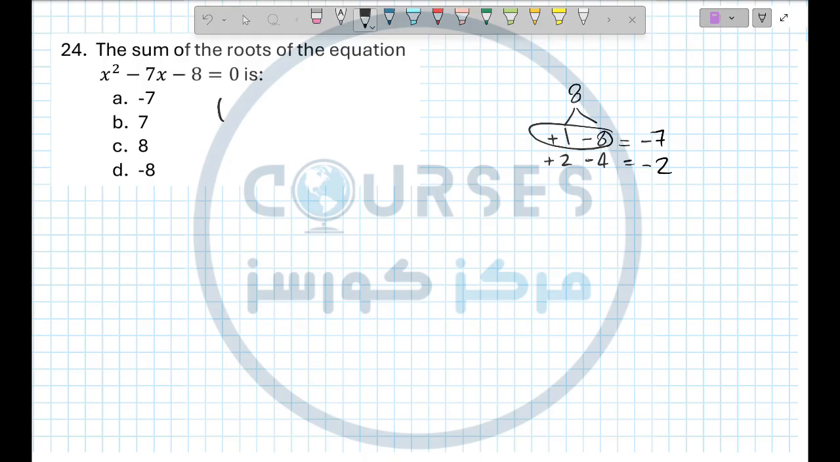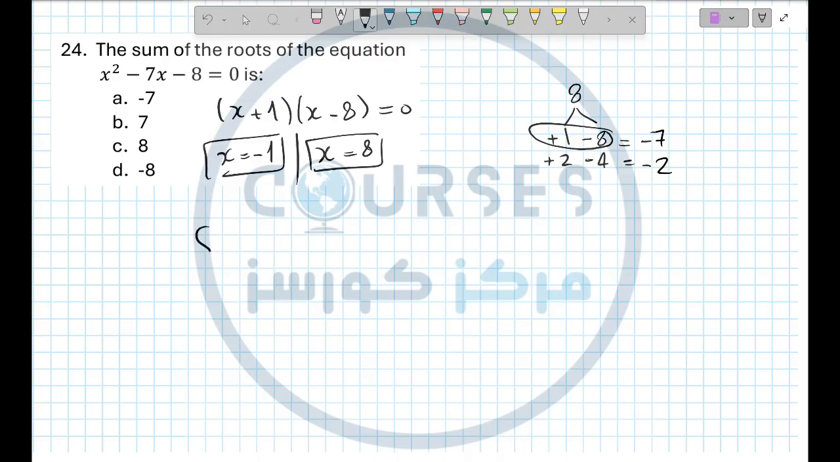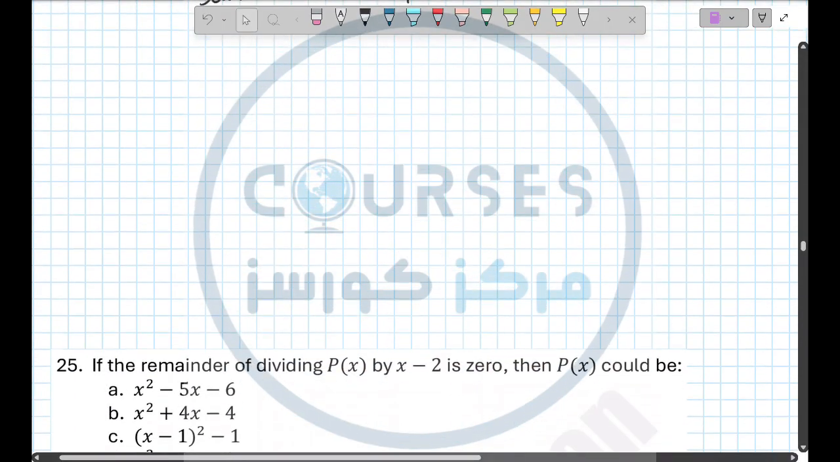So these are the factors. x plus 1 times x minus 8 is equal to 0. Flip the sign so that x is negative 1, x is positive 8. If you add them, 8 minus 1, it's going to be a 7. Moving forward.